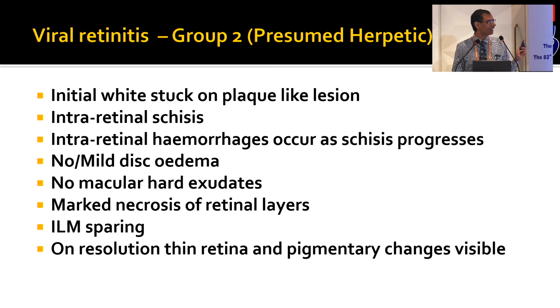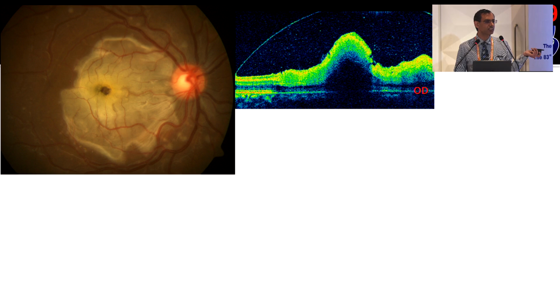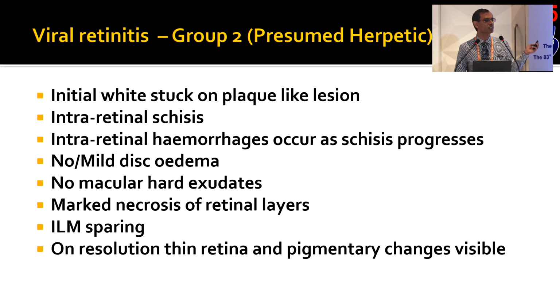Okay, so the second is a viral retinitis. This I have seen, these are white stuck-on plaque-like lesions, unlike the fluffy lesion which I showed you earlier, and these progress faster, causing schisis, and once the schisis is occurring, the vessels in the inner retinal layers start getting disrupted, and so you start getting these hemorrhages.